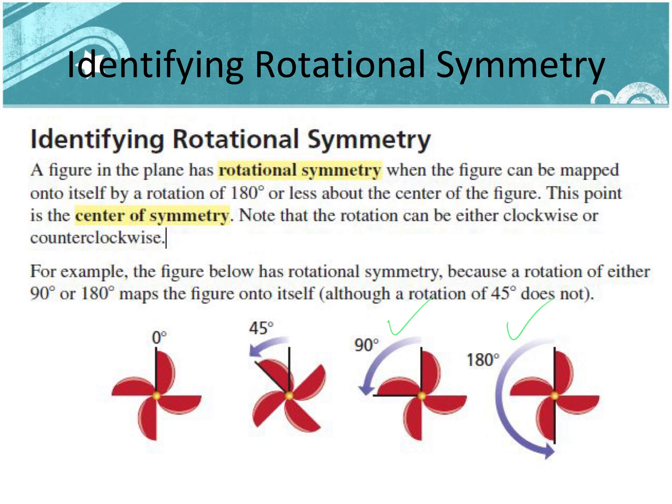Now, you only count it if you're rotating less than or equal to 180 degrees, because if you rotate any figure 360, it will always look the same. Any figure rotated 360 degrees is just the original figure. So it hasn't changed at all. So it has to be less than or equal to 180.